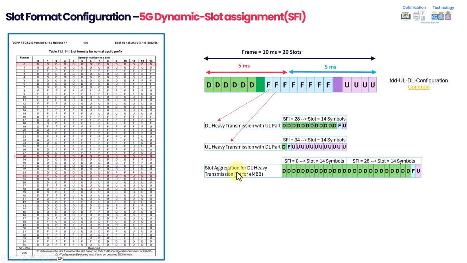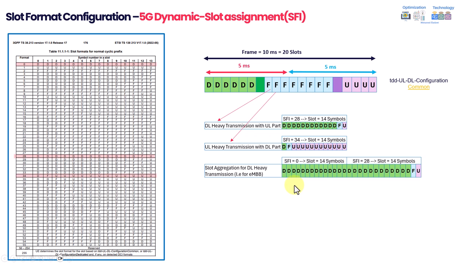Assume now you have slot aggregation. For example, assuming that you have enhanced mobile broadband heavy downlink transmission and you require even more downlink slots. Even this can be done through the DCI format. For example, it can combine SFI 0, which has all downlink, with, for example, SFI 28. So it will tell him that these two slots will use these slot formats. The first one will be completely downlink, and the second one will be 12 for downlink, one flexible and one for uplink.